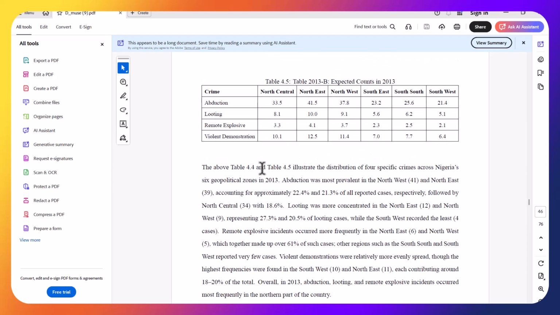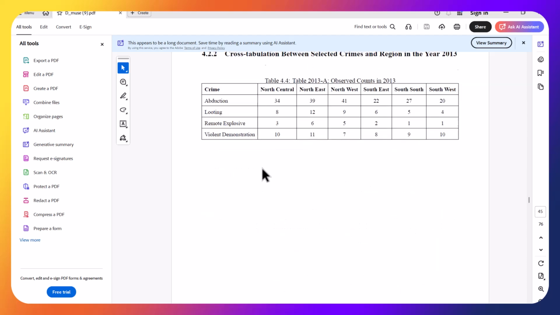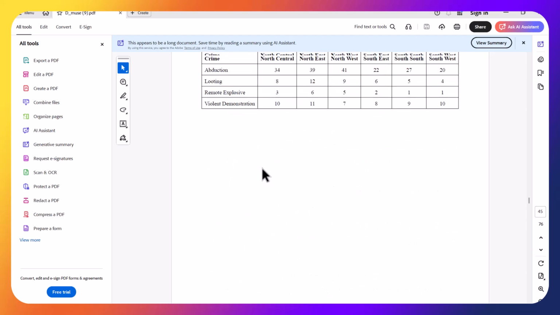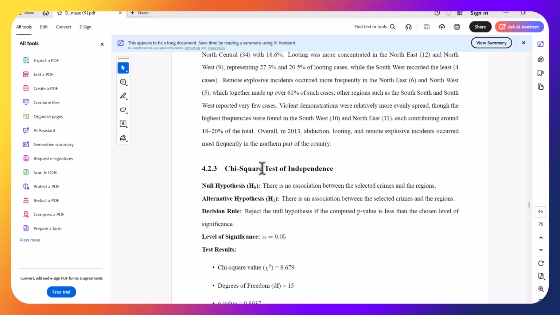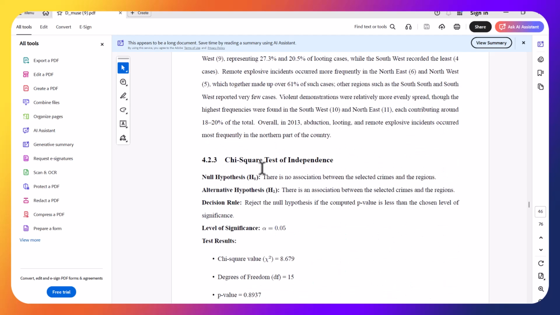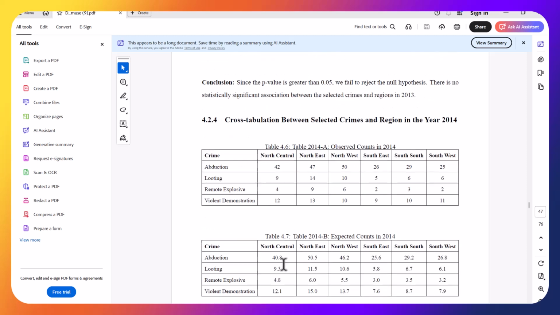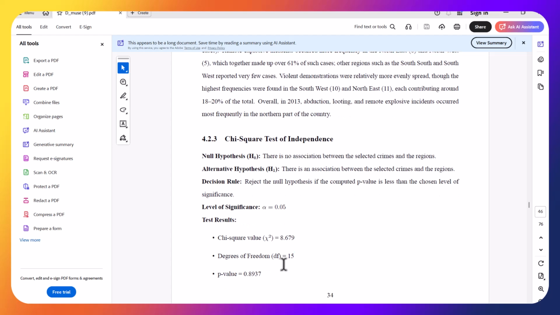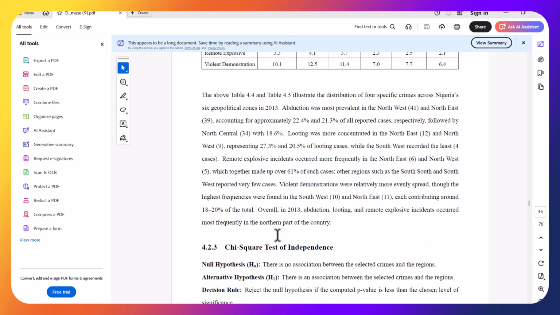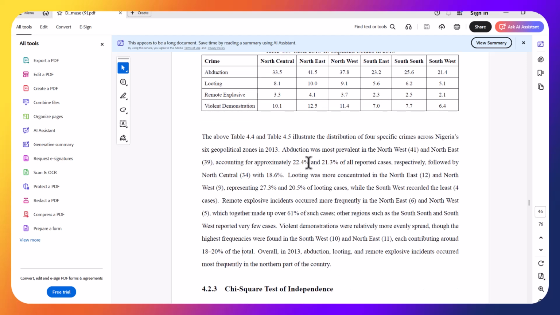This is another cross tabulation for 2013. Then the chi-square test of independence. So you've got our chi-square value, degrees of freedom, as well as our p-value. Since it's 0.8973, we actually have to accept the null hypothesis, that there is no association between the selected crimes and the regions. So basically, that means all the results we've gotten here are just by chance, as we have only 0.5% confidence that we are going to get this result in the whole population at large.